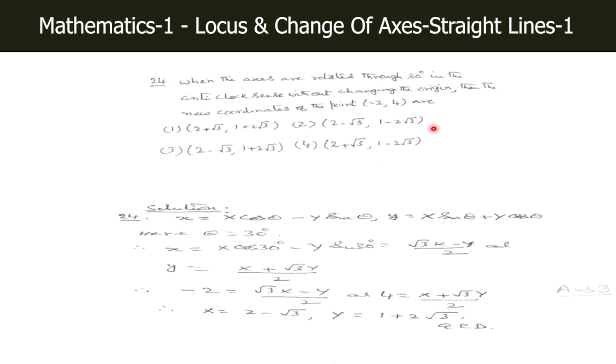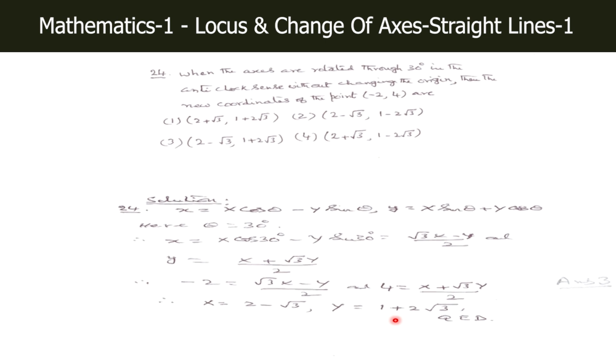Here theta is equal to 30 degrees, you are given. So, therefore, small x is equal to X cos 30 minus Y sin 30, which is root 3 capital X minus capital Y by 2, and y is equal to capital X plus root 3 capital Y by 2. Now small x is given to be minus 2 and small y is given to be 4. So, therefore, capital X is 2 minus root 3 and capital Y is equal to 1 plus 2 root 3. Answer is 2 minus root 3, 1 plus 2 root 3, which is option 4.